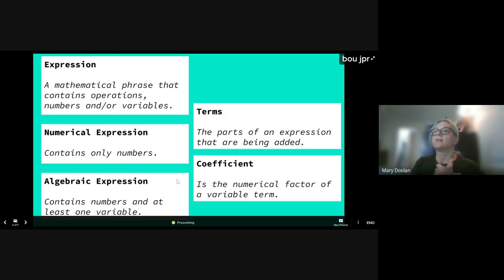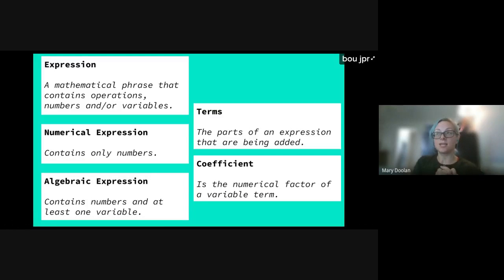Right, so an expression is a mathematical phrase that contains operations, numbers, and/or variables. A numerical expression contains only numbers. An algebraic expression contains numbers and at least one variable. So when we have an equation like we were looking at yesterday, that is a mathematical sentence with an expression on the left-hand side and an expression on the right-hand side. And those expressions can be numerical, they could be algebraic.